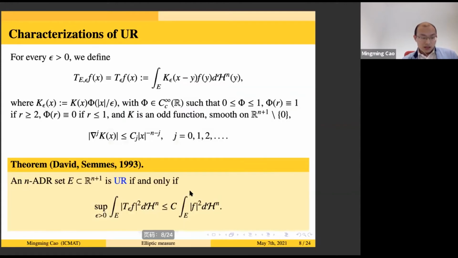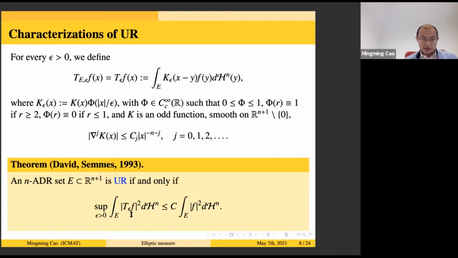Okay. And next, we consider the singular integral operator. Here is a definition. K is an odd function, or a smooth function, such that its gradient is controlled by |x| to the power minus n. In 1991, David and Semmes proved that E is uniformly rectifiable if and only if the singular integral operator is bounded on L2. This result tells us that the UR sets are those for which all such singular integral operators are bounded on L2.